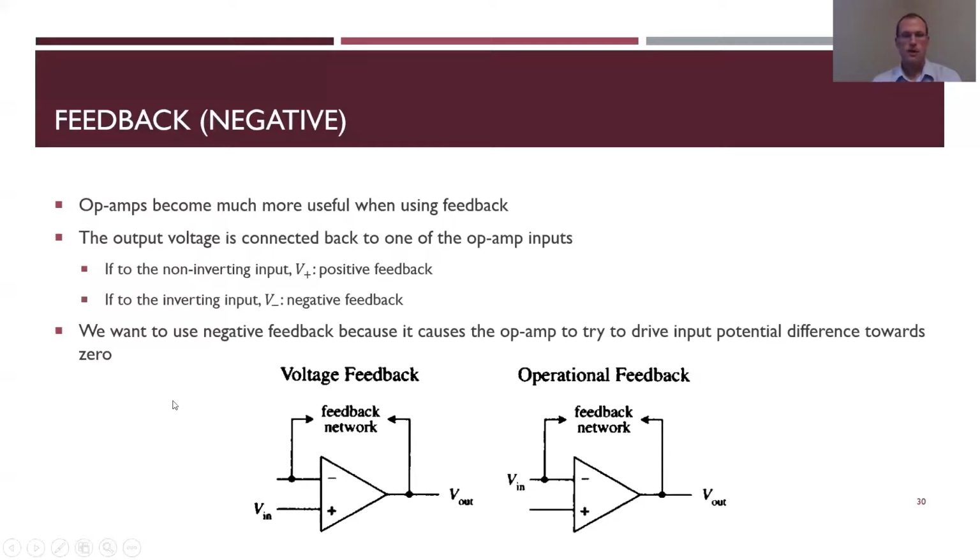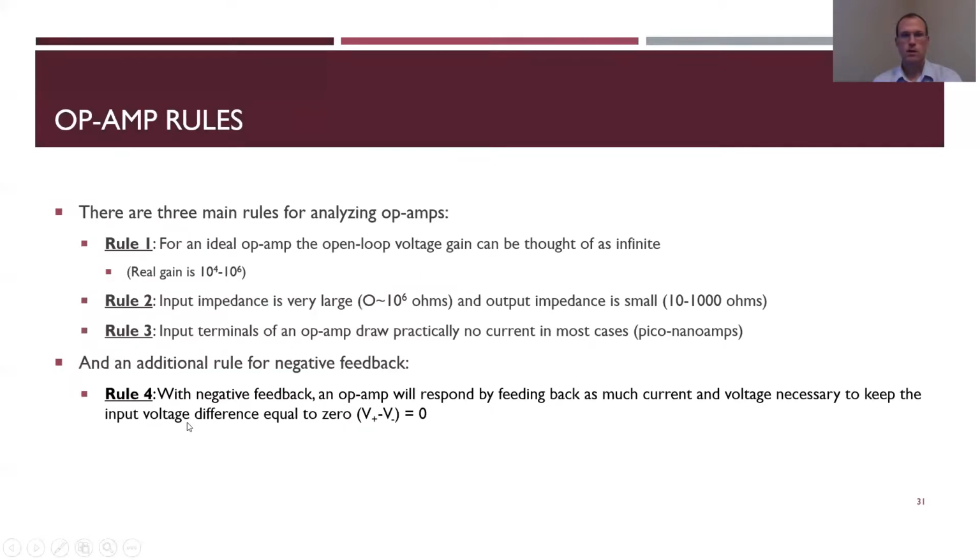In any event, if you use negative feedback, it causes the op amp to try to make the input potential difference 0. And so that's one of our main rules when analyzing op amps.